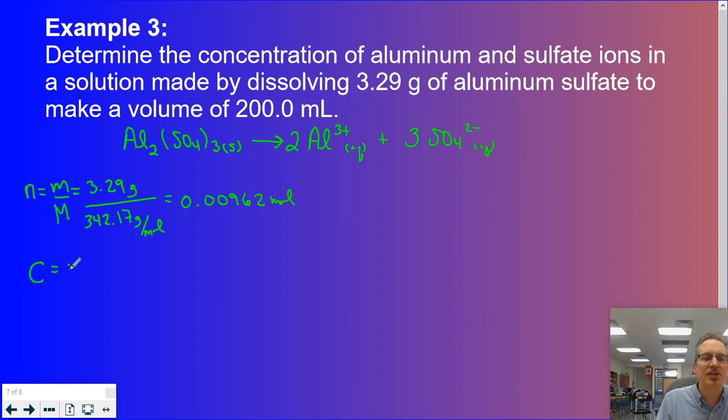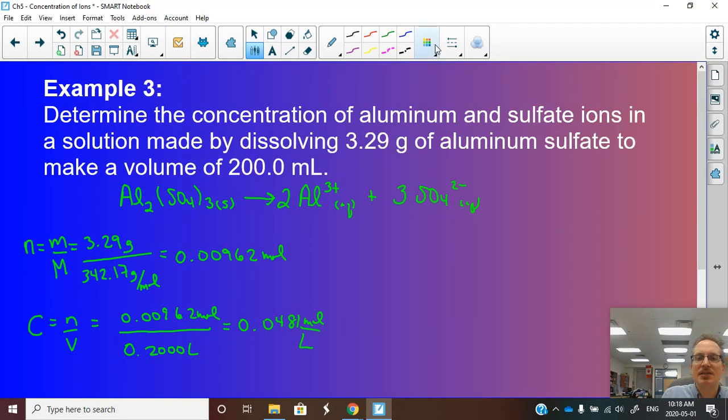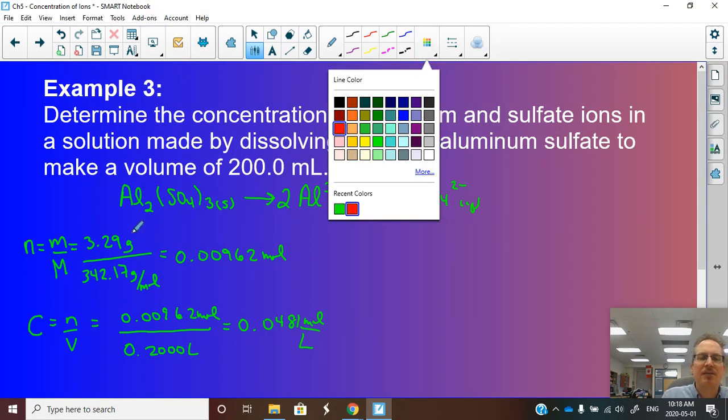Now that I know the moles of aluminum sulfate, I dissolved it in 200 milliliters of water so I can find the concentration of this solution. 0.00962. And I want to remind you that although we write that number down, we're going to use the full calculator number. I like my numbers in moles per liter for concentration. So I'm going to divide by liters. I'm going to convert from milliliters to liters, divide by 1,000. So I already have the full number in my calculator. I'm going to divide by 0.2. And my answer in 3 sig digs is 0.0481 moles per liter.